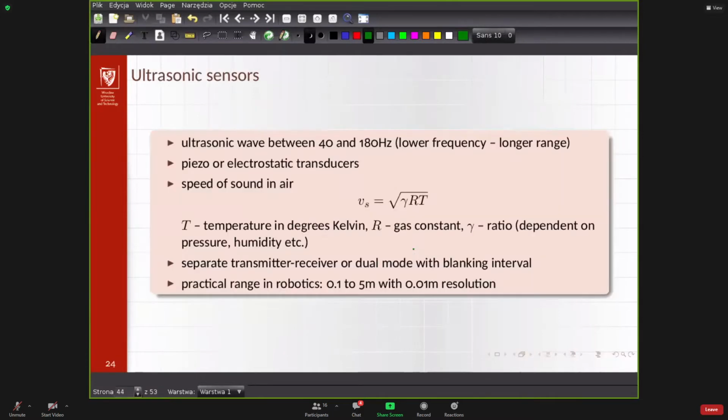So that's why usually the dual mode sonars have a certain minimum distance of measurement, and they cannot measure something below that. What we get in these ultrasonic sensors, those which are used in robotics, are sensors between 10 centimeters and 5 meters, and the resolution that you get is about 1 centimeter.